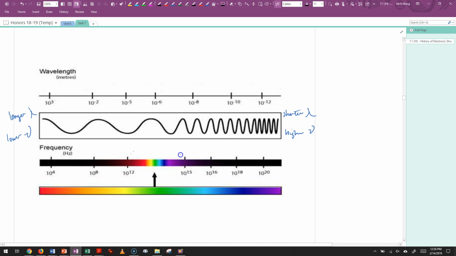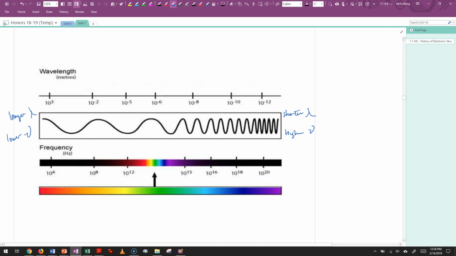Each of these sections has little numbers, and these correspond to each other. So 10 to the 3rd for your wavelength corresponds to 10 to the 4th hertz for your frequency. Whereas over here, 10 to the minus 12th meters corresponds to 10 to the 20th hertz for frequency.